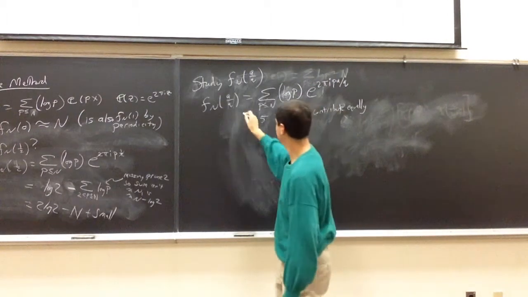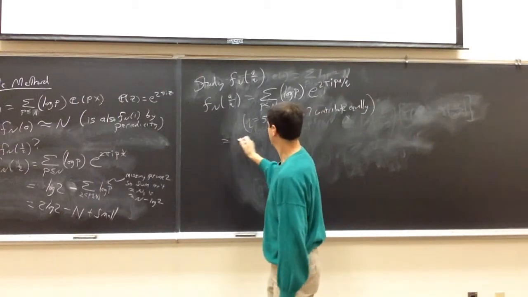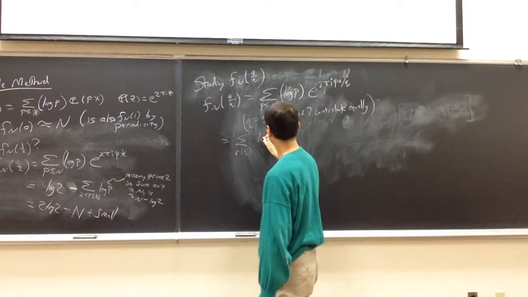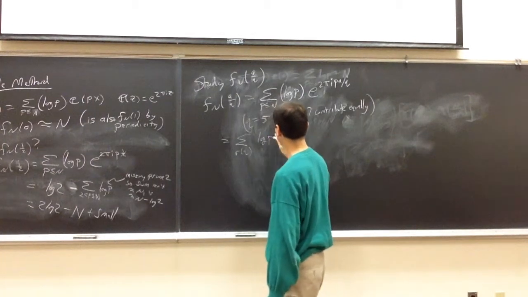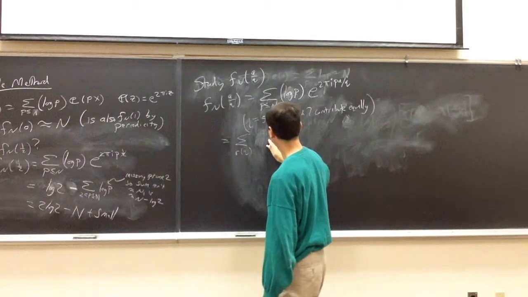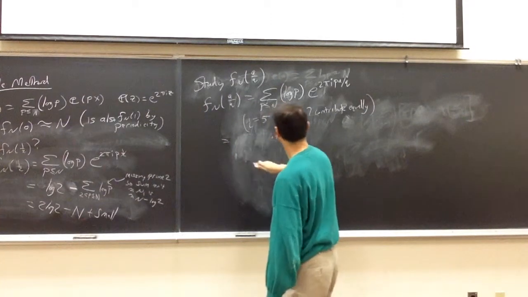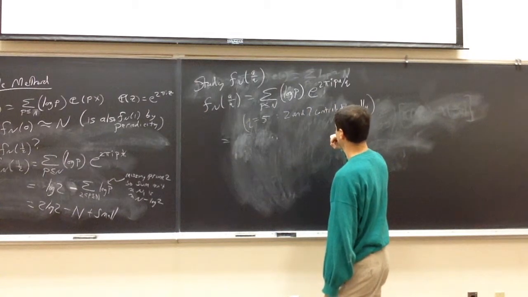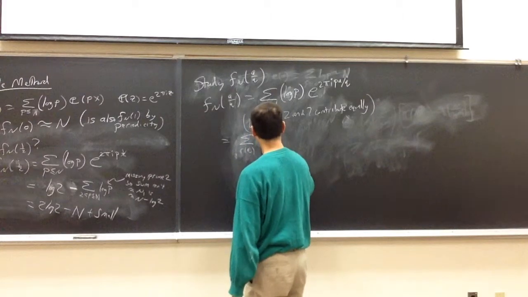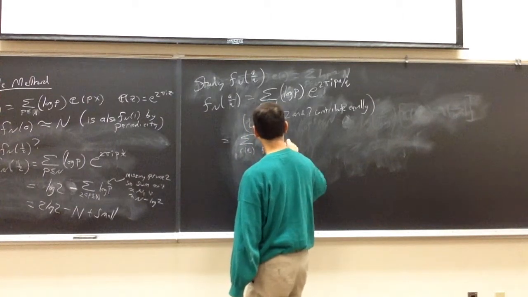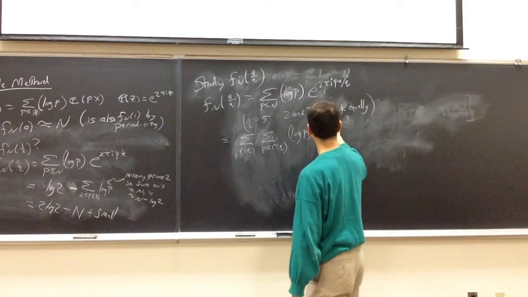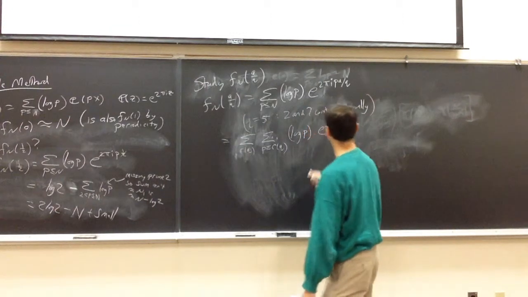And so we can rewrite the sum as the sum over all values of r mod q. Let's do this carefully. The sum over all r modulo q, the sum over all p congruent to r modulo q, log of p, e to the 2 pi i. Now what should I write for p?